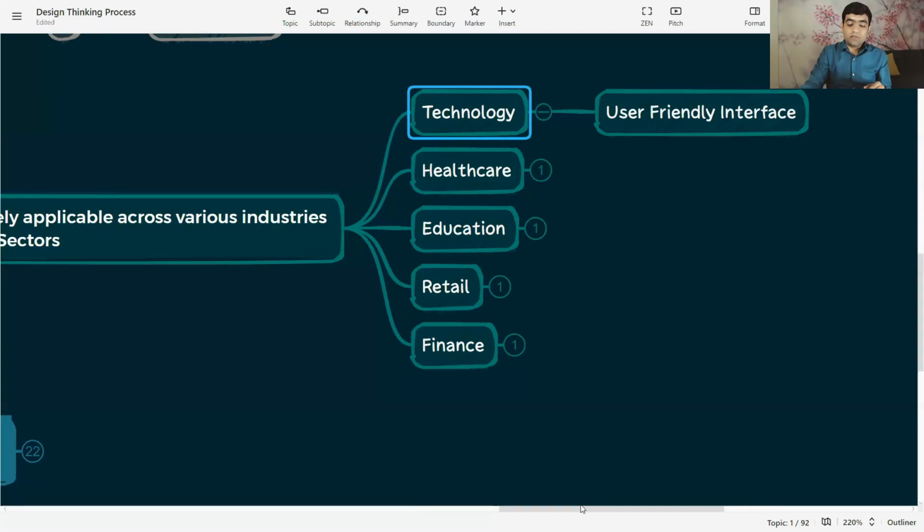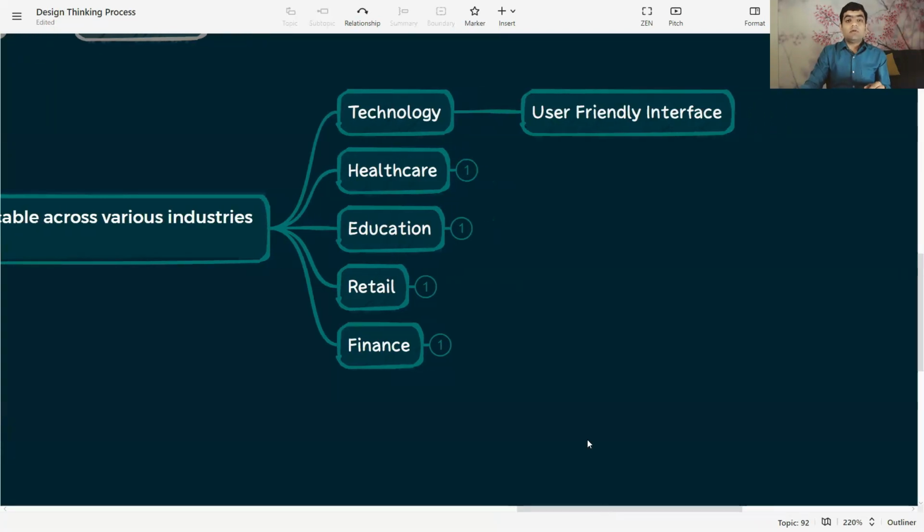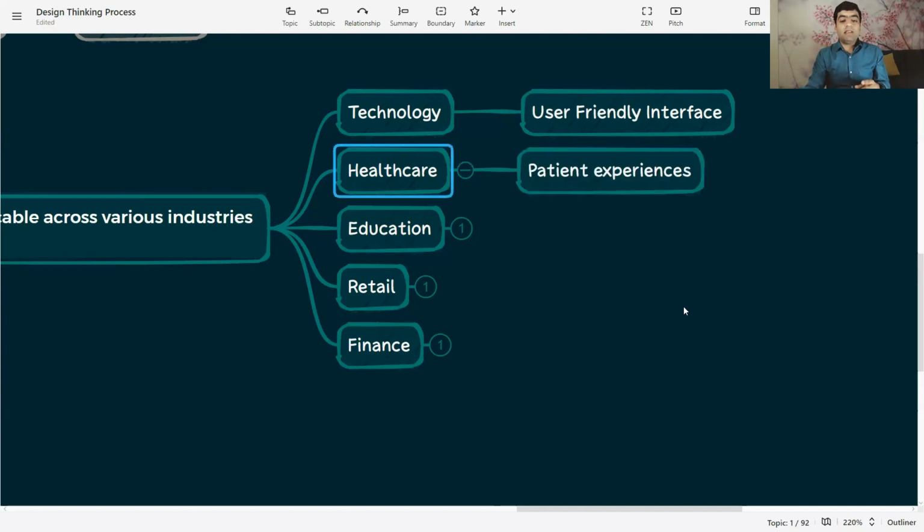For technology, every company is focusing on a user friendly interface. If there is a software company, they try to focus on a user friendly interface so that the end customer can use it easily. That is again the design thinking process. For the healthcare industry, they are focusing on the patient experience. You have seen a lot of new medical devices in the market. Take a very basic example, the ECG machine. Previously we needed to go to the hospital or pathology lab for an ECG, right? Now they have a compact ECG machine. That is one example of the design thinking process.